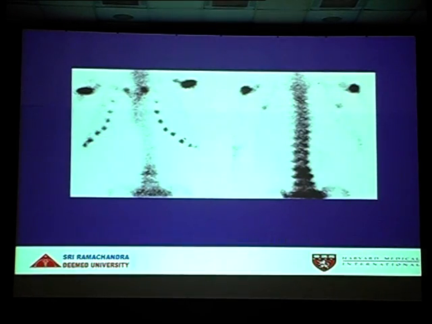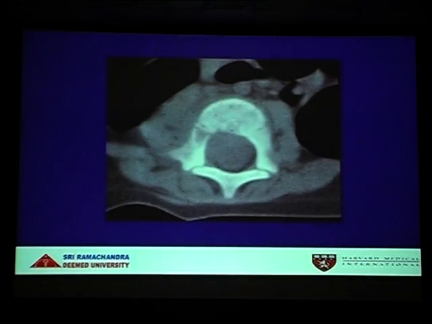MRI. Before that, you can do this isotope scan. In this isotope scan, you can see these are all the symmetrical spots. Symmetrical spots are all the growing ends. Here also the symmetrical is there. But you look at here, there is an increased uptake in the lower lumbar vertebra.